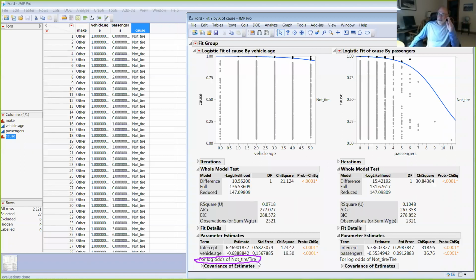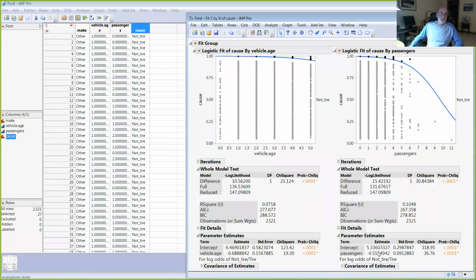But for the odds of it not tire related versus tire related, a negative sign means that it's less likely that older cars would not be tire related. In other words, it's more likely the older cars are tire related, which makes sense. The older the car is, the more likely you'd have a tire related fatal crash. The more passengers that are in it, there's a negative sign associated again with the log odds that it's not tire related. So the more passengers in, the more likely it is tire related. The double negative becomes a positive, which also makes sense.